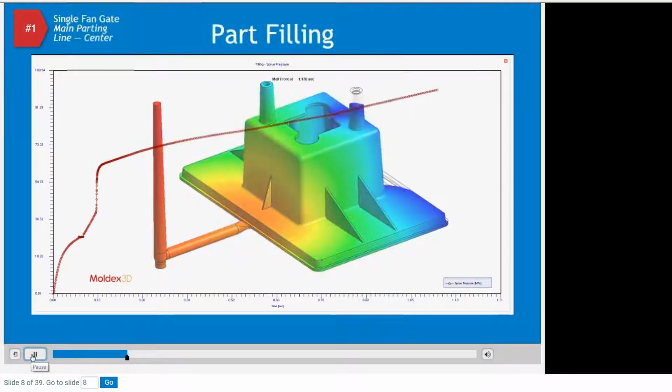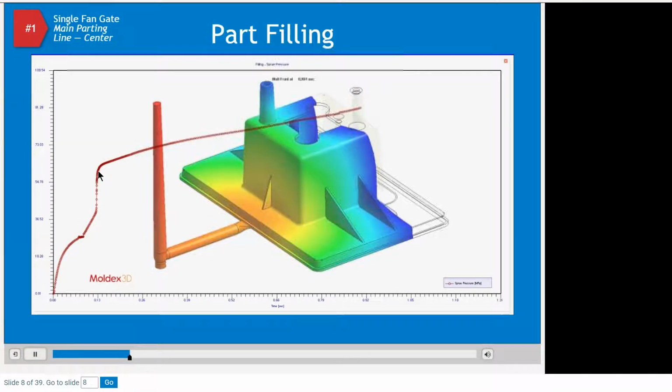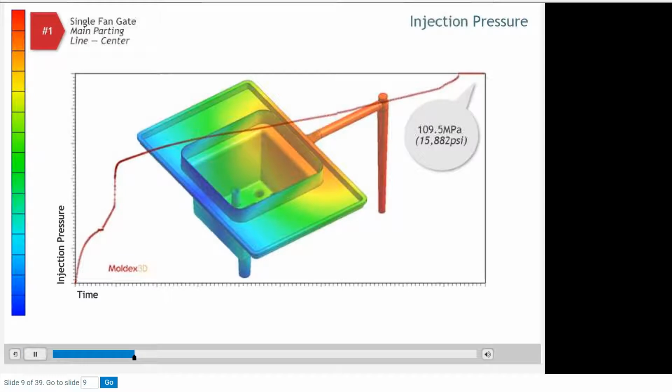The pressure curve shows a steep rise as the runner and gate fill. Once the material passes through the gate, there is a smooth rise until the part is filled. The highest pressure at the end of filling is 109.5 megapascals.